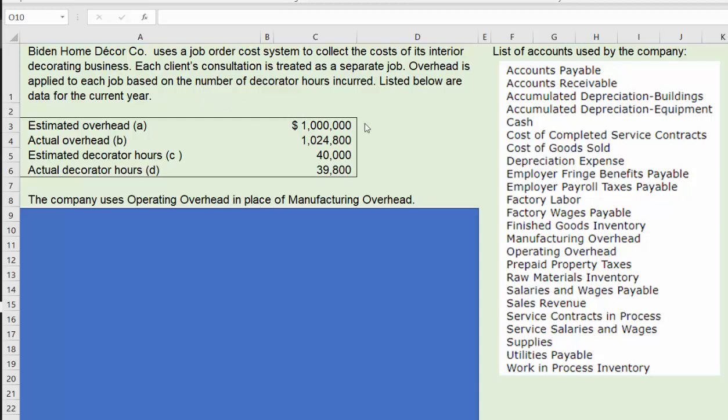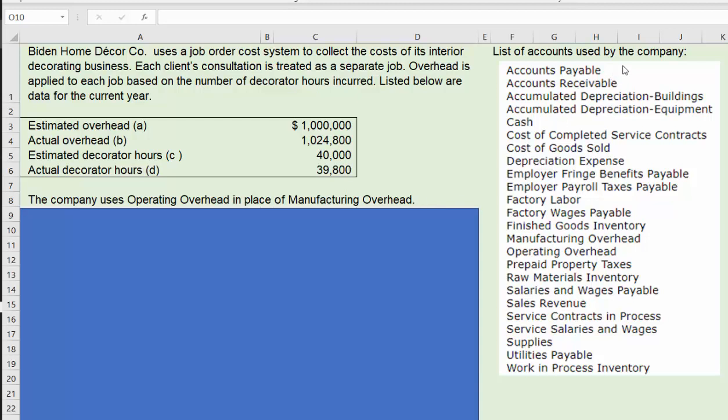for the current year. Okay, so to the left of my mouse, what you see is they give you estimated overhead, actual overhead, estimated decorator hours, and actual decorator hours. And they give you one other piece of information. They say the company uses operating overhead in place of manufacturing overhead, which makes sense. They're not a manufacturing business.